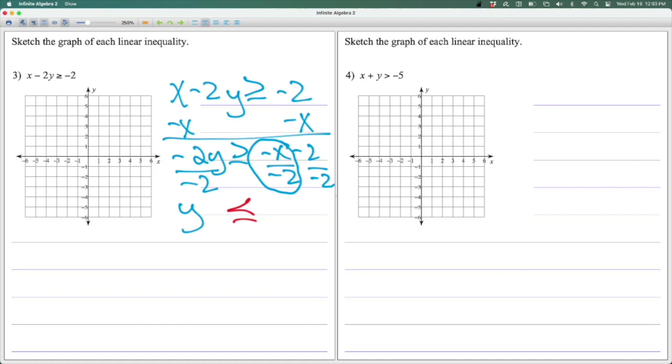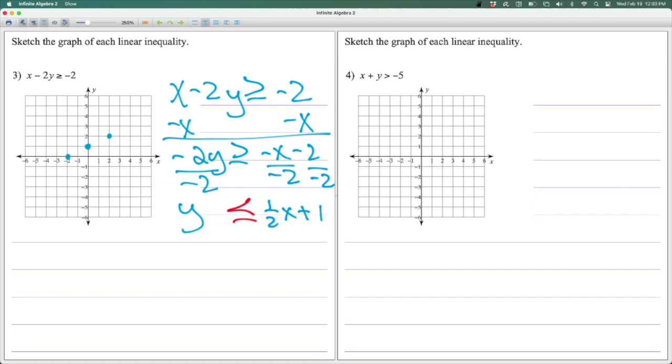Y is less than, what does this become? 1 over 2x, or 1/2 x, yes, for your slope, plus 1. All right, let's graph that. Start at 1. Down 1 and left 2. Or you could go up and over. I'm going to do both. I can go down and back, or I can go up and over.